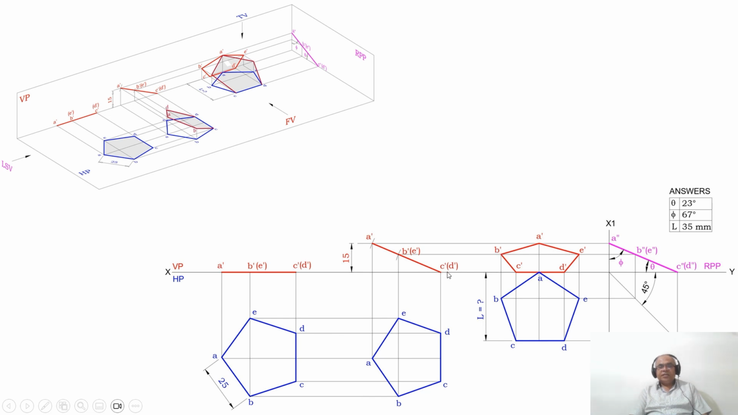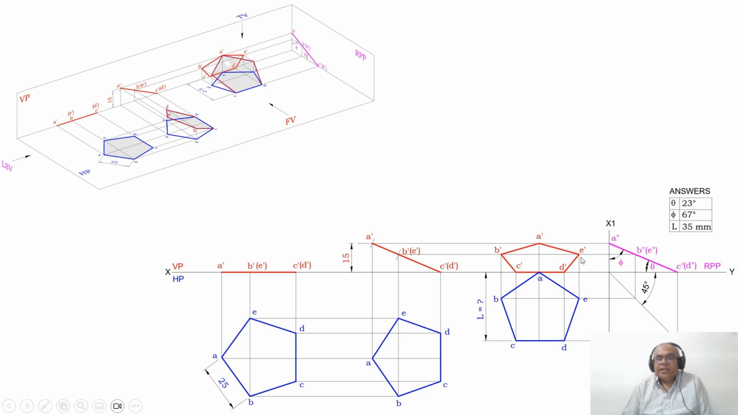As we know that C dash, D dash is on the XY line, draw a vertical projector from C to the XY line, similarly from D to the XY line, and you mark these 2 points as C dash and D dash. Then join A dash to B dash, B dash to C dash, C dash to D dash, D dash to E dash, E dash to A dash with a dotted line. Since the surface is seen here also and here also, the surface is inclined to both HP and VP. Obviously, you are going to get the profile plane.